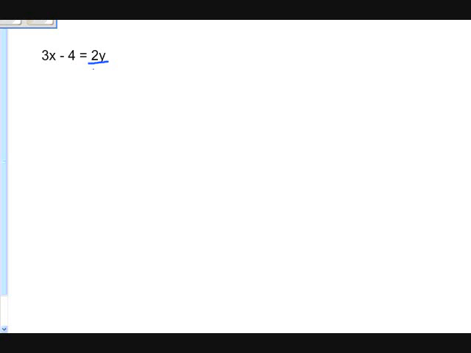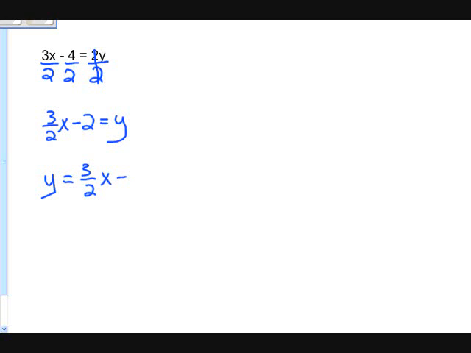So divide by 2 to everything. That cancels that out. And I'm left with 3 over 2x, that does not simplify, and then negative 4 divided by 2 would give me a negative 2 is equal to y. And then what we can do is we can just simply flip this around to get it the way we like it. Y is equal to 3 over 2x minus 2. And that's how you get y by itself.